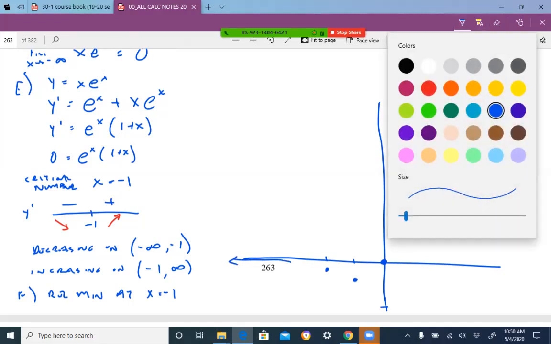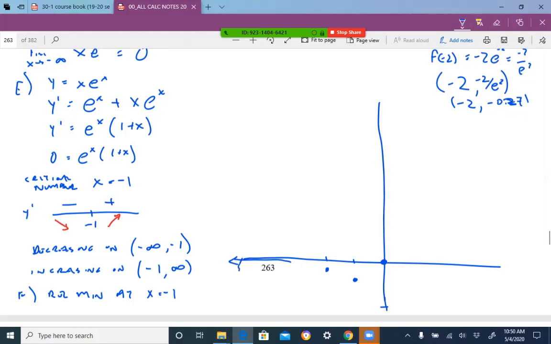Let's maybe make this in a different color. So we have this horizontal asymptote here. This is concave down until it gets to this point, and now it inflects to be concave up. We have a minimum at -1, and we go through the point 0, 0. As x goes to infinity, y goes to infinity.